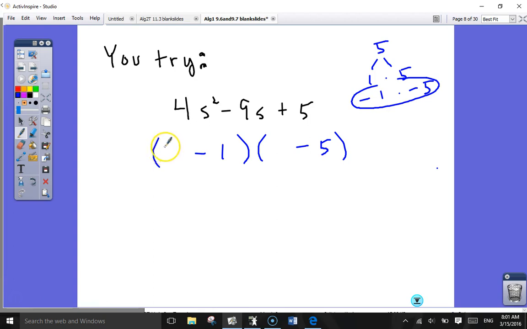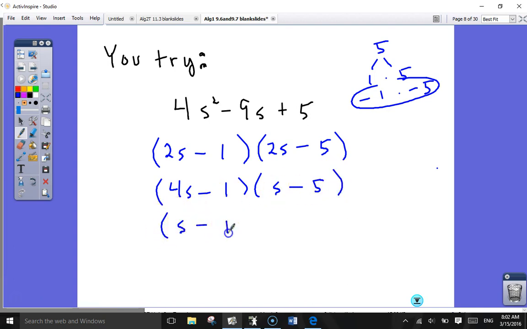It could have been 2s and 2s, right? That would have given me a 4s squared. It could have been 4s times 1s, or it could have been 1s times 4s. Right? Those are the only 3 guesses that you had to check, right? And which one of them added up the middle term to give you negative 9s?